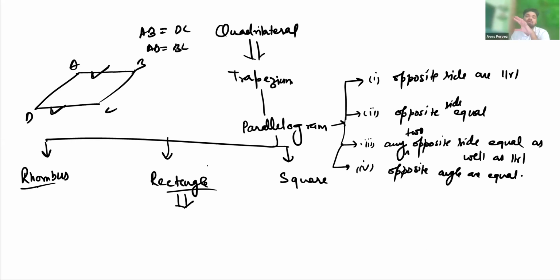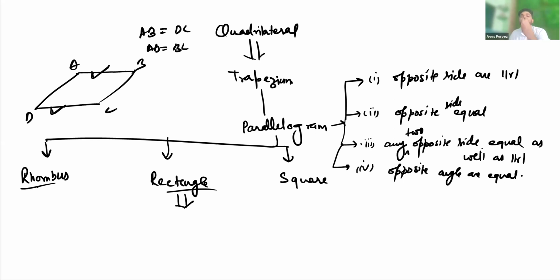And for proving a quadrilateral ABCD as a parallelogram, you need to choose any one path of them. That will be given to you according to the data that you have to use. Either prove opposite sides are parallel, or use opposite sides are equal, or use any two opposite sides equal as well as parallel, or opposite angles are equal. So if it is given to you, then it will be considered a parallelogram.